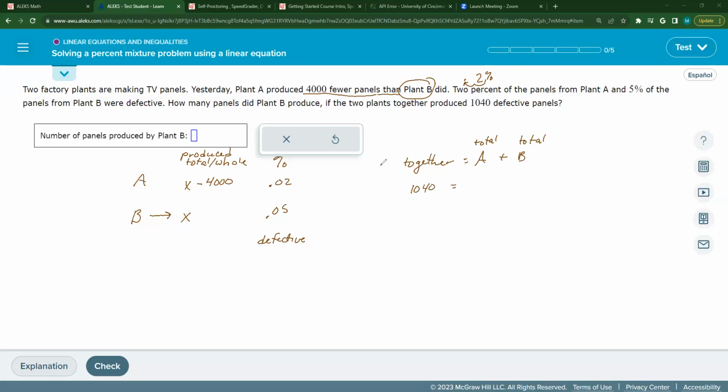So 1,040 equals, so this is going to be my equation that I'm going to be solving. However, I do need to figure out what the total is. So in general, what I know about percents is total times percent equals part. And in this case, it's going to be defective. So together, defective, because I missed that word when I first looked at it.